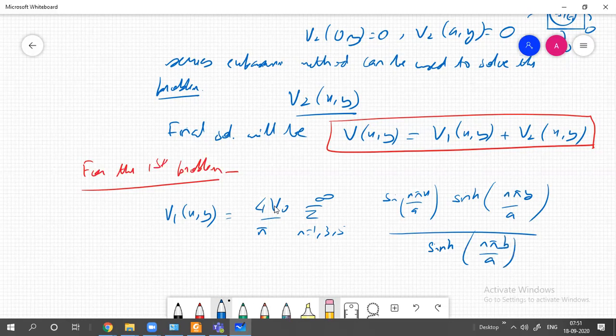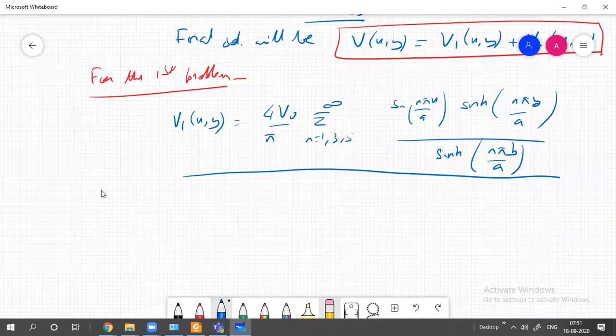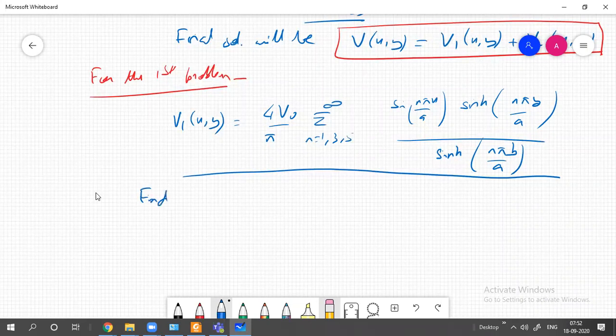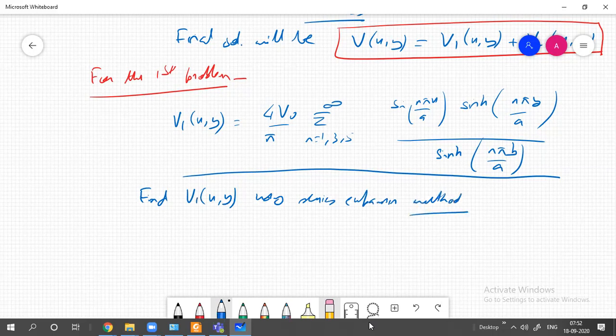You can also use the series expansion method to get this expression. Please try to do it, so this will be a homework. Try to find V1 of xy using the series expansion method. You will get the same result.